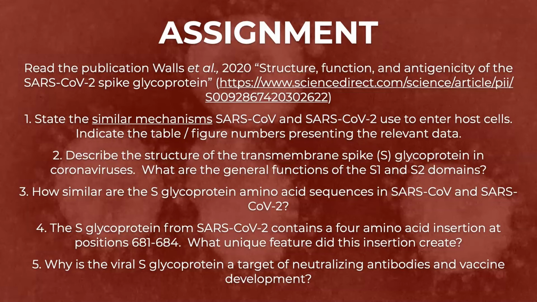The S-glycoprotein from SARS-CoV-2 contains a 4 amino acid insertion at position 681 to 684. Somebody mentioned position 680, so that was great. What unique feature did this insertion create? Who remembers why that part was important? Furin cleavage, okay, great. Furin cleavage, yep, exactly. Okay, and we'll talk a little bit more about that.